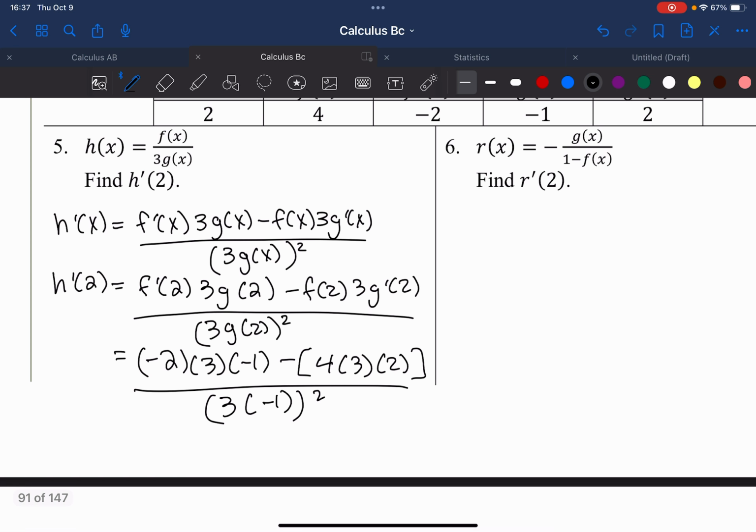So this would simplify to 6 minus 24 over 9, which is negative 18 over 9, which gives me negative 2.